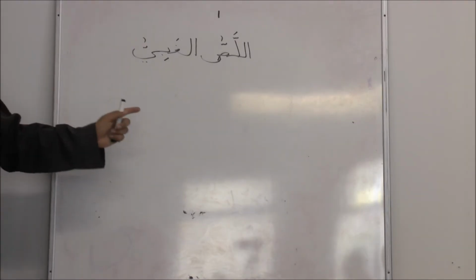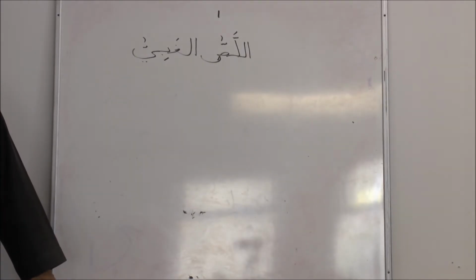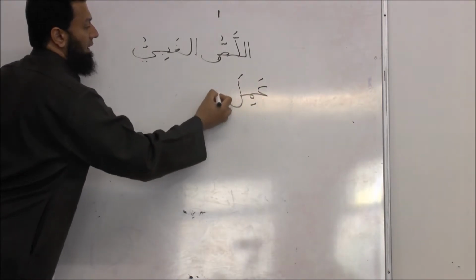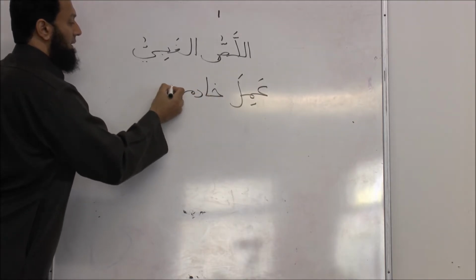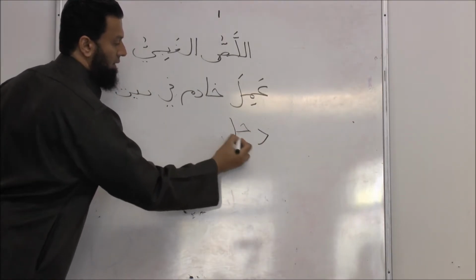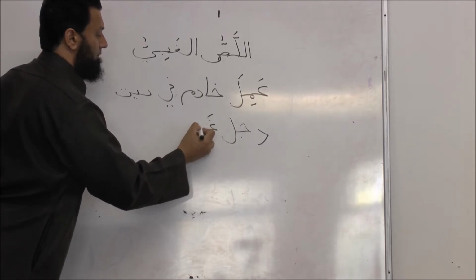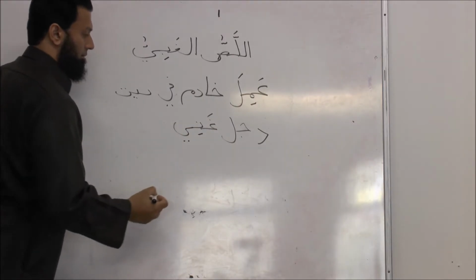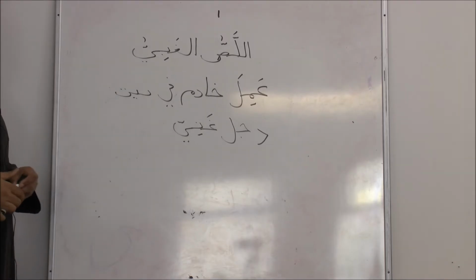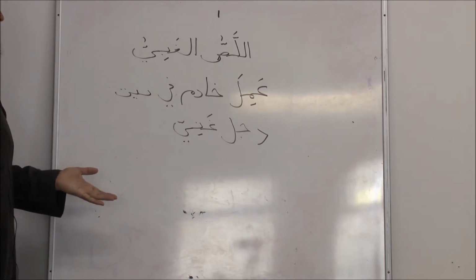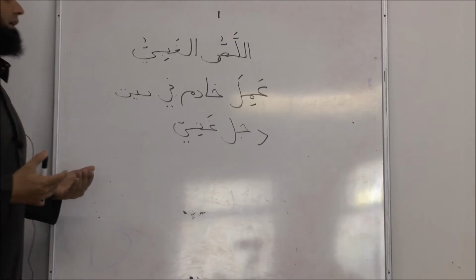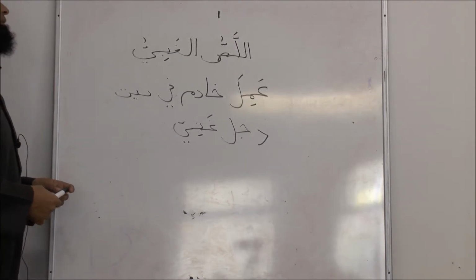Right? So, the first sentence is عَمِلَ خَادِمْ فِي بَيْتِ رَجُلْ غَنِي. Roughly, without the first verb, I'd say it's something like he used to work in the house of a rich man. Right. Good. Amila, he worked.